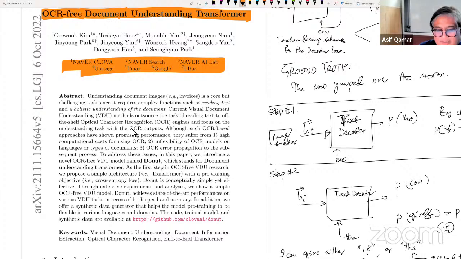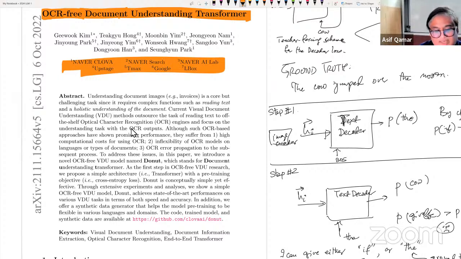Understanding document images, invoice for example, is a core but challenging task since it requires complex functions such as reading text and a holistic understanding of the document. Do we agree? For example, if I were to ask a visual question, how much did you pay at the restaurant? On that invoice or receipt, there can be many line items and numbers scattered. How would you know which one it is? An OCR tool cannot do it. You need some visual-language understanding tool to decipher and figure out what must be the total. Are we together? So it needs a holistic understanding of the document or the text thereof.